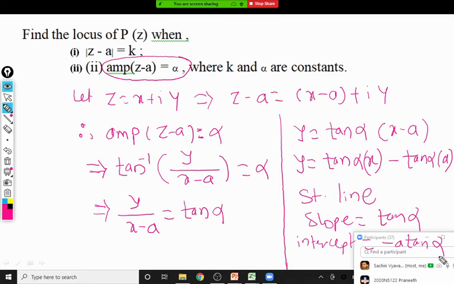Sir, can you explain the first step? Tan inverse of y by x minus a is equal to alpha. This is the formula for argument. What is the argument of z? Tell me.